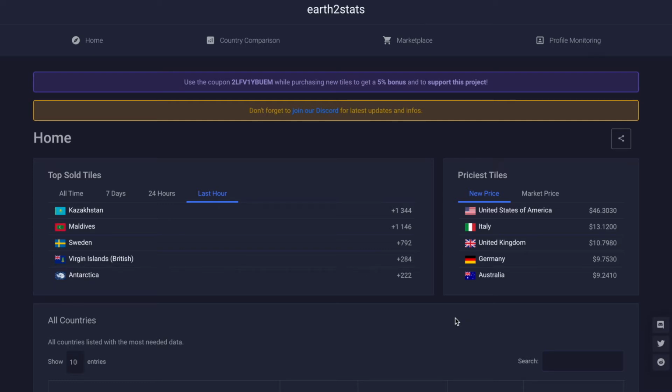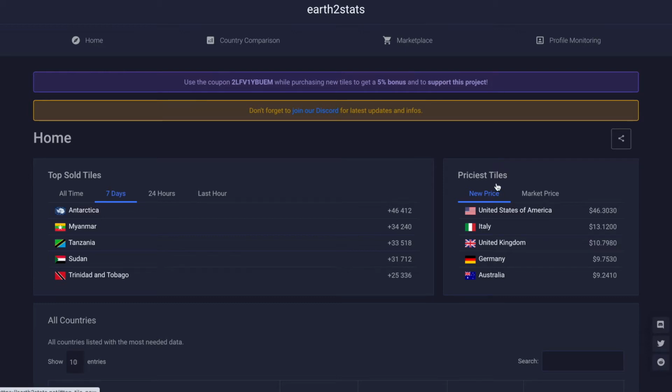So as you can see here, we have the top sold tiles. We can go all time, 7 days, 24 hours and last hour. If we look at the last hour, we can see that there's been a lot of tiles sold in Kazakhstan and in the Maldives. So what does this tell us? This tells us that these areas are getting popular, as well as if we look at the 24 hours and 7 days. So you might want to buy in these areas, other people are buying in these areas, and if you get in early in an area, like we know, you get a good amount of land tax. So firstly, that's a reason how you can use this top sold tiles.